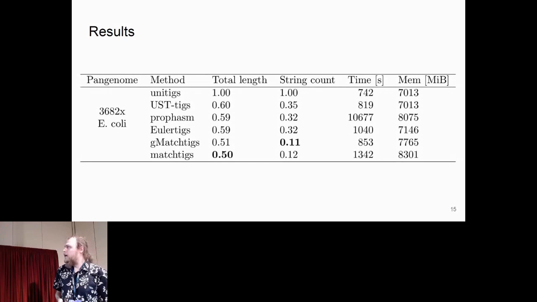Now for the time and memory, they are quite similar, with prophasm being much slower, but this is probably due to it not being very optimized. The algorithm is actually very simple, so I think this running time is more of an artifact of the implementation.